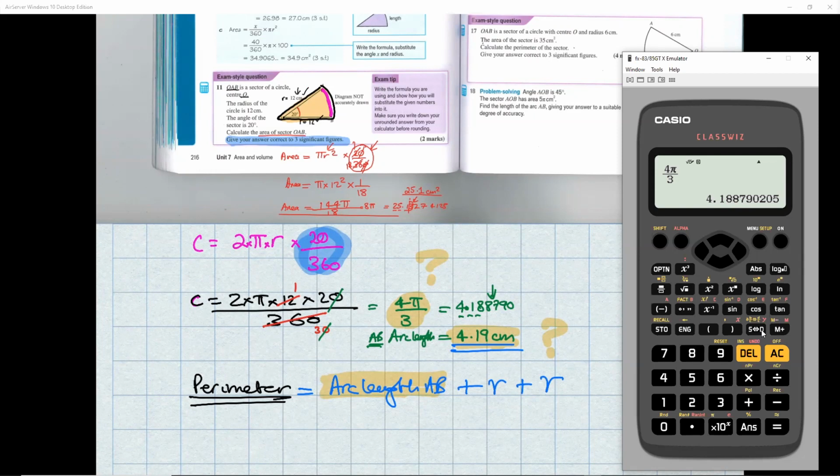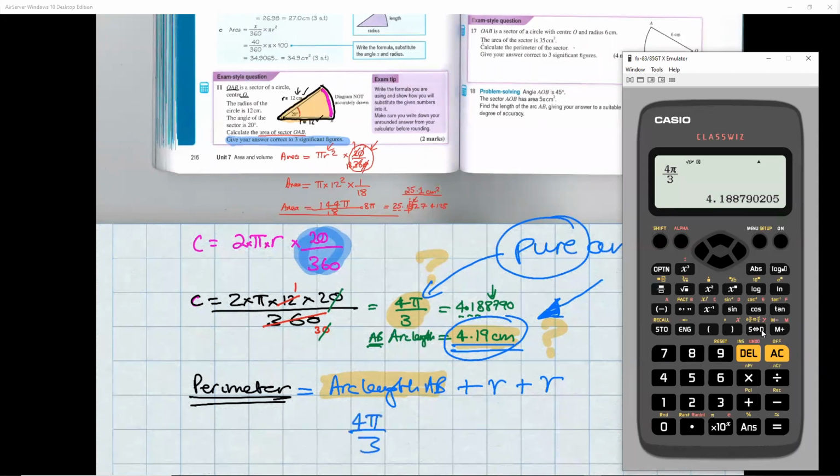So that was a good answer. I would say that's what most students would do, and that's why you could possibly lose marks in the exam by being out. So you would always use, I call this the pure answer, because nothing's lost. Everything is packed within the 4 pi over 3. So I'm going to use that. Absolutely, I'm going to use that. So 4 pi over 3 plus the radius plus the radius.